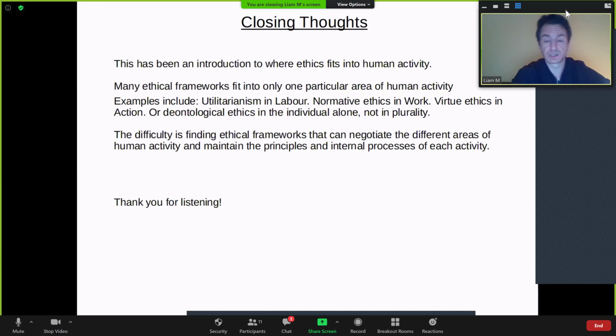So my closing thoughts is, this is an introduction to where possibly ethics fits into human activity. Many ethical frameworks unfortunately only fit into one particular area of human activity, and this is a problem. Some examples include utilitarianism primarily in labor, normative ethics in work, virtue ethics primarily or almost exclusively in action, or deontological ethics primarily within the individual, coming up with principles and not in plurality. So the difficulty that we face is in finding ethical frameworks that can negotiate the different areas of human activity and their different principles and maintain those different principles and the internal processes of each activity.